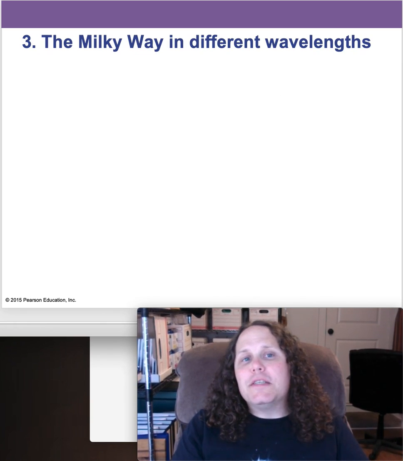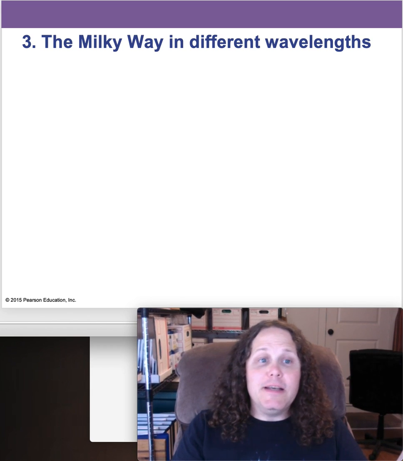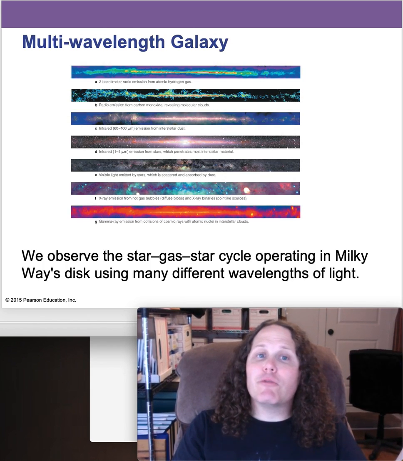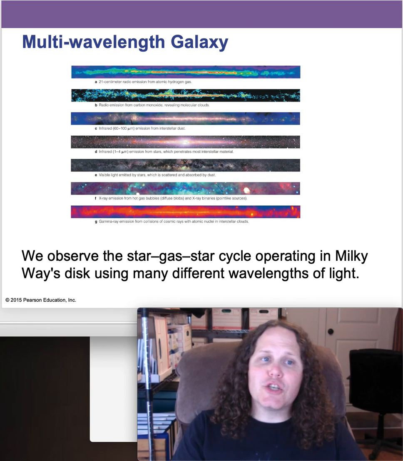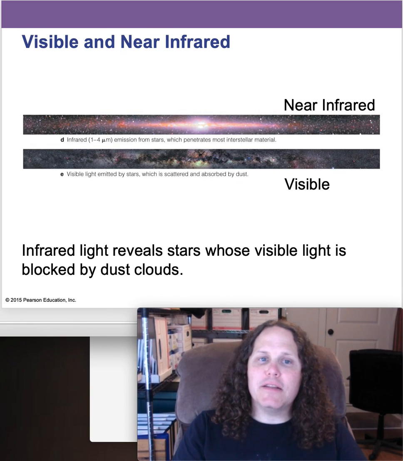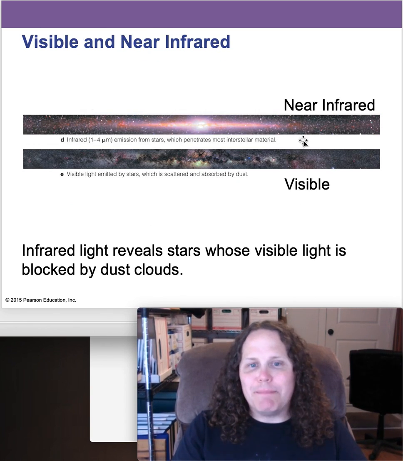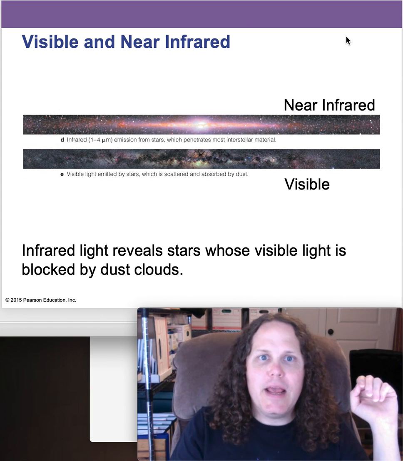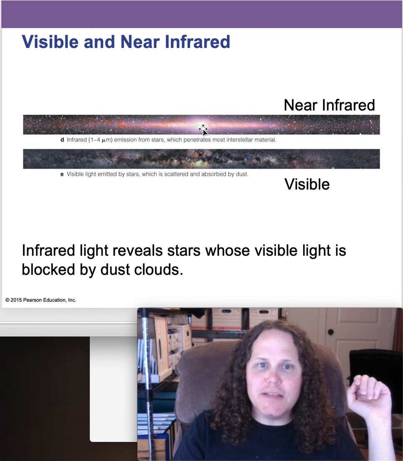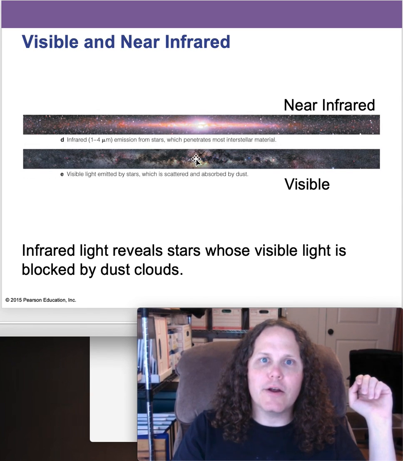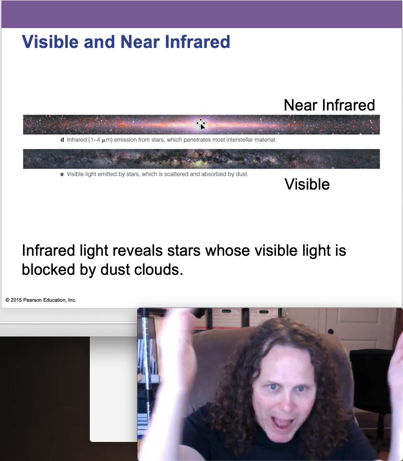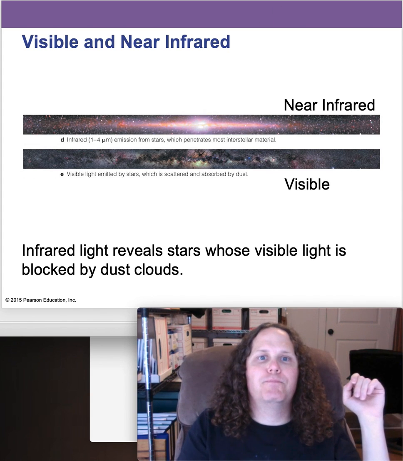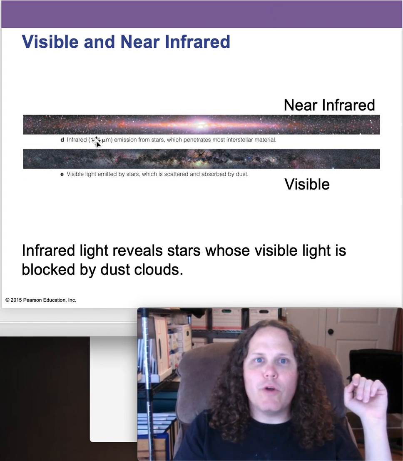Our eyes only see visible light, but our telescopes can see way beyond the visible spectrum. So let's look at the star-gas-star cycle in different wavelengths. Each of these strips is a panorama, a 360-degree image. The center of the image is the center of the galaxy, here and here, while the ends wrap around behind your head. The bottom image is what the Milky Way looks like in visible light.